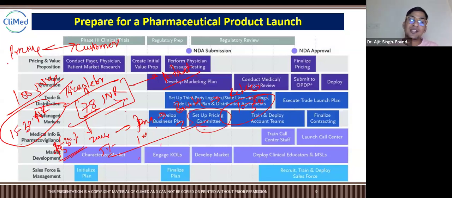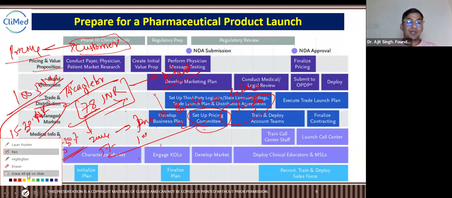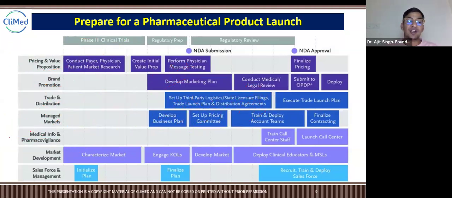Okay, so first, pricing and value proposition was based on all the stakeholders. It was done to the customer. But right now the pricing committee will decide the cost of the drug, which will finally be distributed among multiple stakeholders. Understand? Multiple stakeholders. Now, medical info and pharmacovigilance, definitely after regulatory review, how they will train the call center staff, how they will launch the call center.